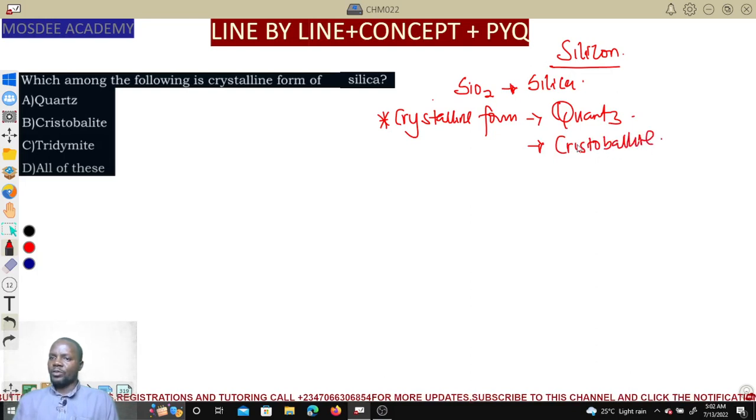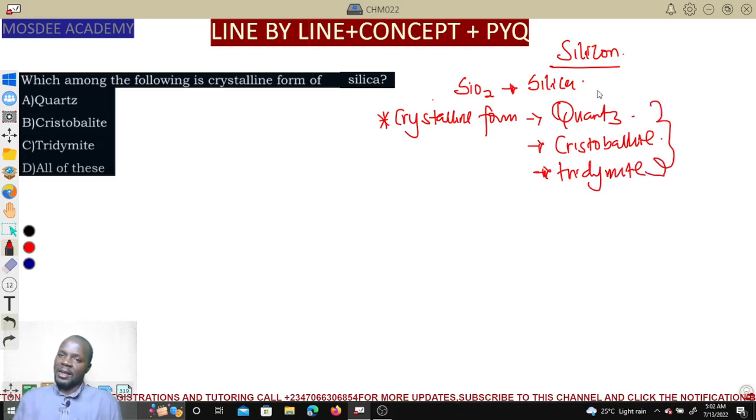Cristobalite. And the third one is called tridymite. These are the three crystalline forms of silica. Note that silica doesn't react like that. It doesn't actually react with most of the elements. That's one thing about it. Keep it at the back of your mind. I should have talked about their structure and everything, but keep it at the back of your mind.